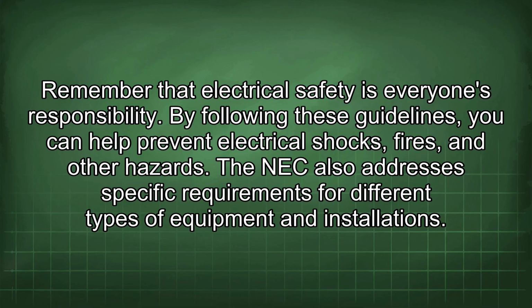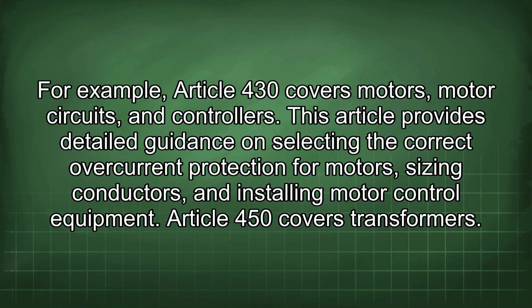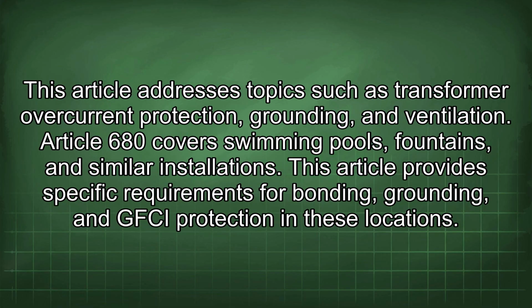The NEC also addresses specific requirements for different types of equipment and installations. For example, Article 430 covers motors, motor circuits, and controllers. This article provides detailed guidance on selecting the correct overcurrent protection for motors, sizing conductors, and installing motor control equipment. Article 450 covers transformers. This article addresses topics such as transformer overcurrent protection, grounding, and ventilation.